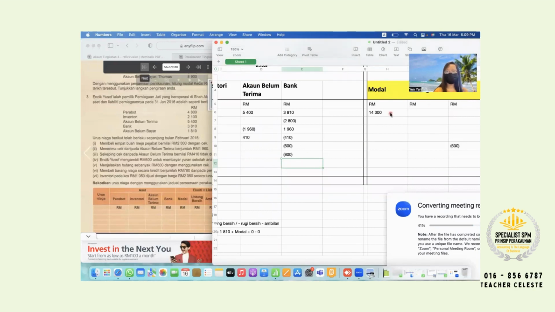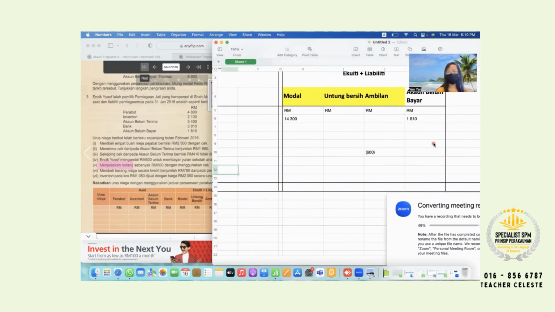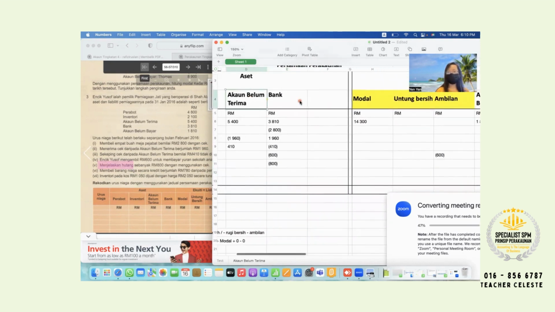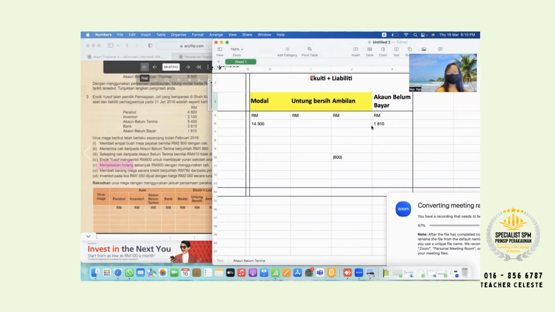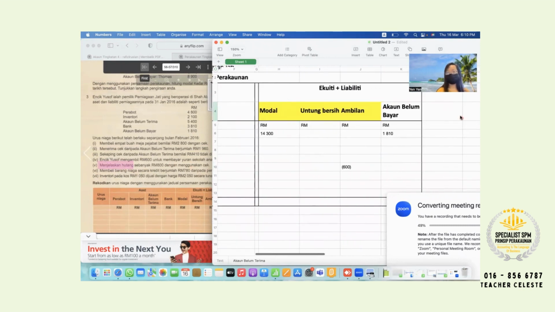Okay, so we continue here. Again, once you found that, menjelaskan hutang, either ABT or ABB. Please remember. Then you menjelaskan dengan check, which means you clear the debt.